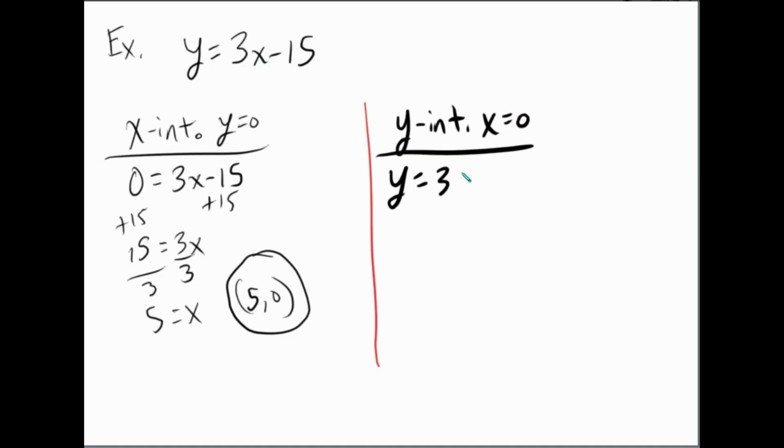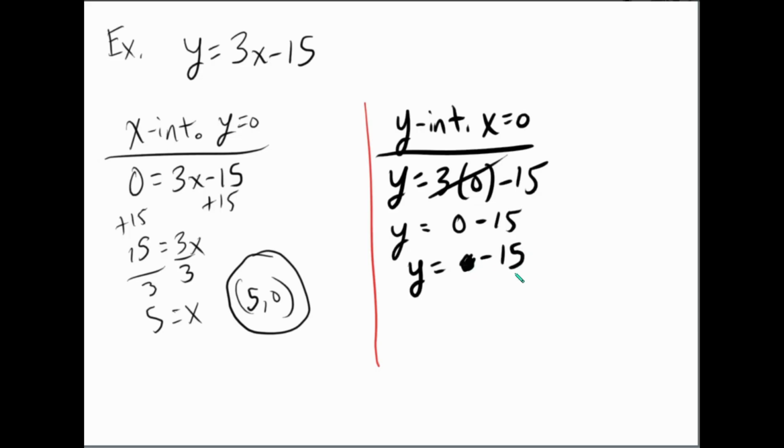Y equals 3 times 0 minus 15. 3 times 0 will cancel, leaving you 0 minus 15. 0 minus 15 is negative 15. So that means my ordered pair for my y-intercept is 0 comma negative 15.